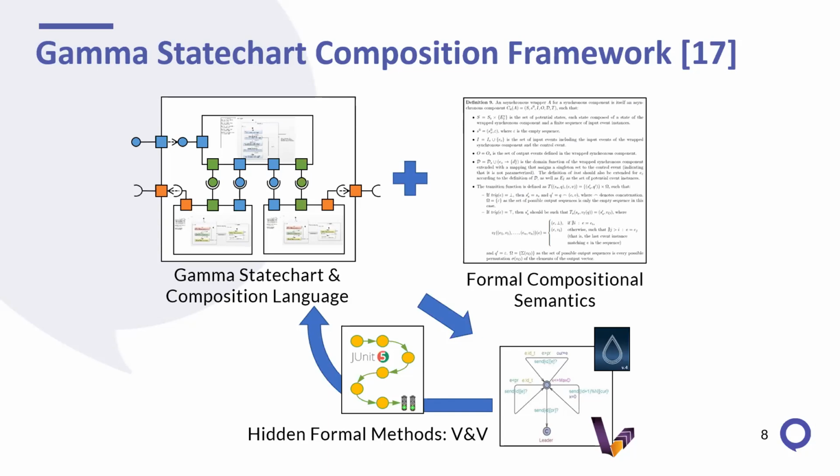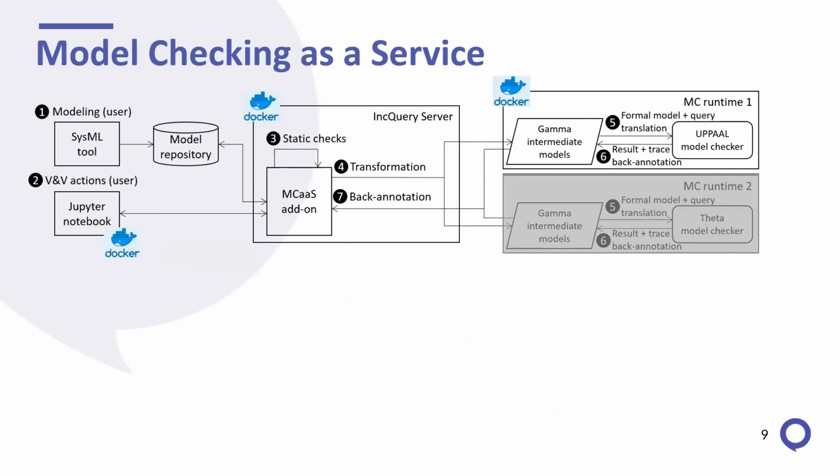And in our work, we adapted the Gamma Statechart Language. First of all, we transform SysML state machines to the Gamma Statechart Language. And the other aspect was that to enable the use of cloud resources, we adapted the Gamma framework for cloud execution. Now let me introduce the validation and verification workflow.